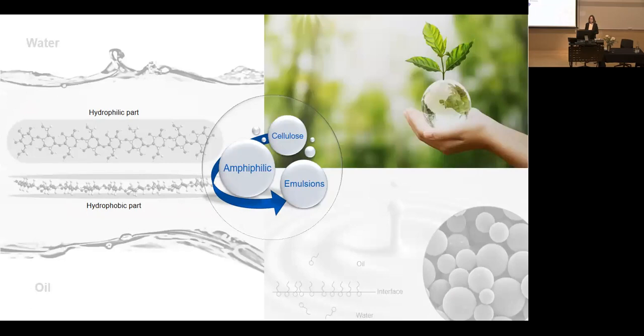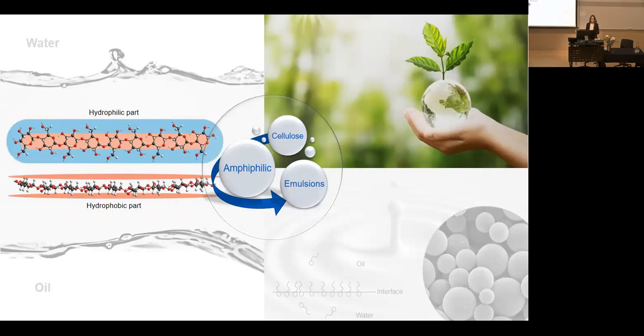So starting from cellulose, cellulose is a plant-based material and a key renewable source for the development of sustainable materials that can compete with the petroleum-based ones. And as striking examples, we have the biodegradable bioplastics and textiles made from cellulose.